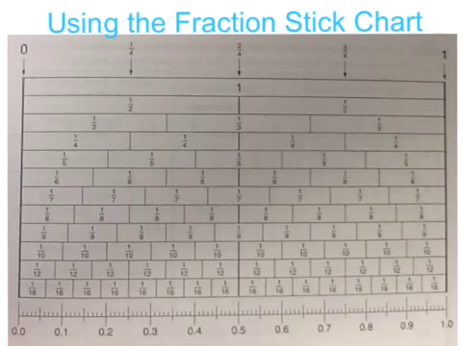These are equivalent fractions. For example, 3/6 is equivalent to 1/2. Let's do a quick example. Find the equivalent fractions for 2/3. There are a couple of steps we are going to follow.